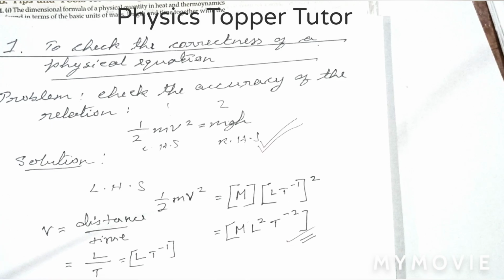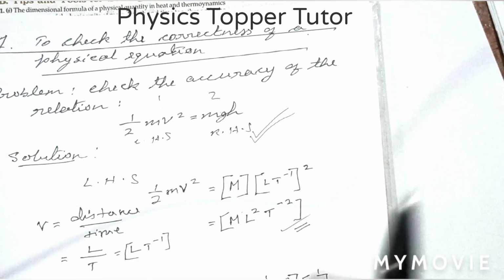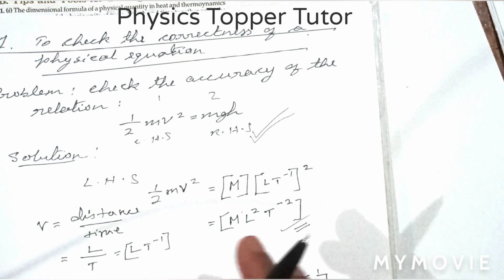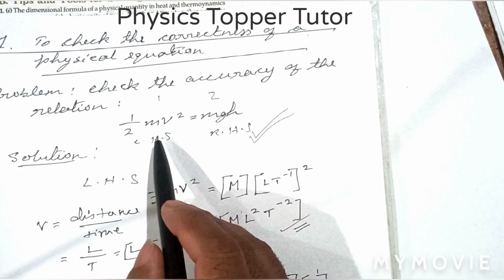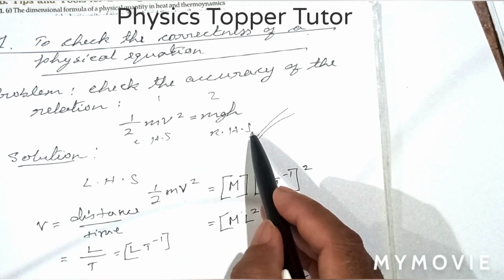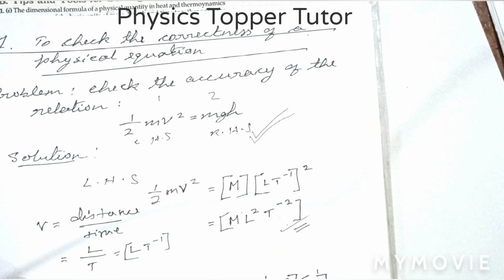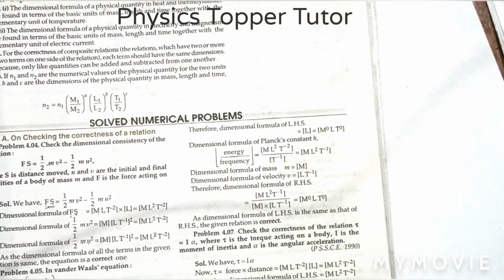So this is the way we check whether an equation is correct or not with the help of dimensional analysis. First we find the dimensional formula for the left hand side, and next the right hand side, and we compare them. If they are equal, that means the equation is a correct one. Let me show you from the textbook.